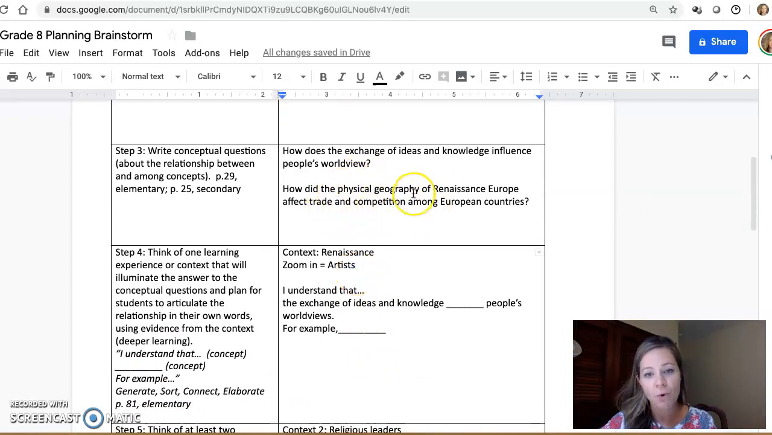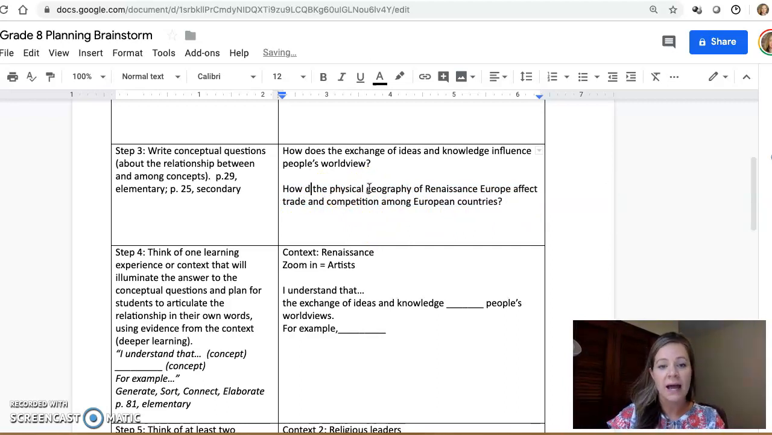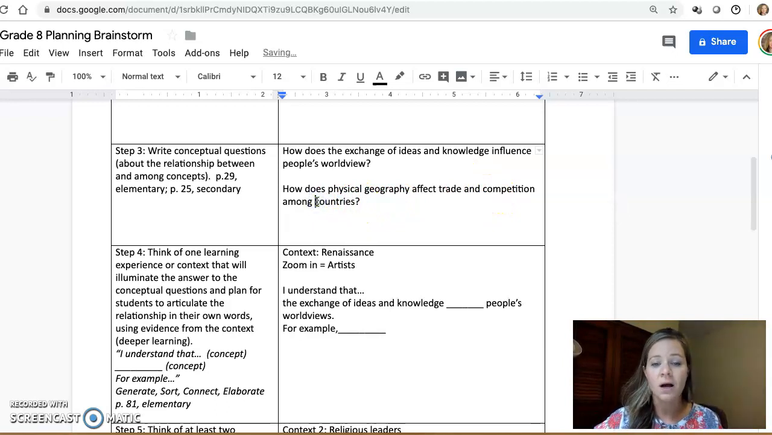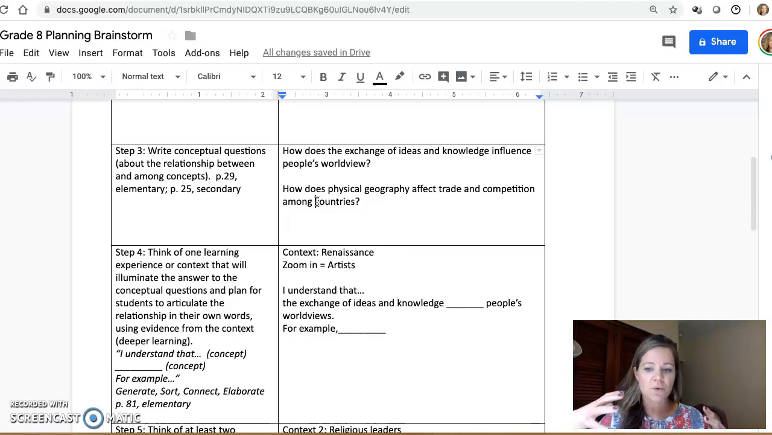And so then the next step is to think about the context. And you also want to come up with more conceptual questions, not just one. So in this case, here's one straight from the standards documents or the learner outcomes document, and I would just turn it into something more transferable. So instead of how did, I would say how does, to make it present tense. How does the physical geography of Renaissance Europe, I would just take that out. How does physical geography affect trade and competition among, and I would just take out European, among countries? How does physical geography affect trade and competition among countries? Then students can start to see where I live in my country and how does the physical geography affect the trade and the competition.